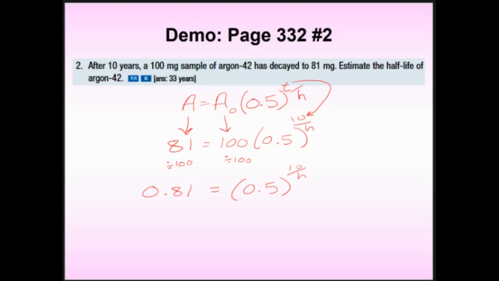All right, everyone, eyes on the screen. This is how we're always going to write our solution. Look, 10 over h equals. What did we say we're going to use? X or log? Log. Fraction. Log of 0.81 over log of 0.5.